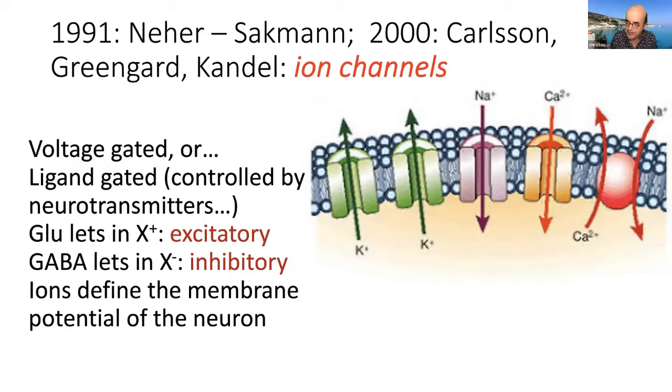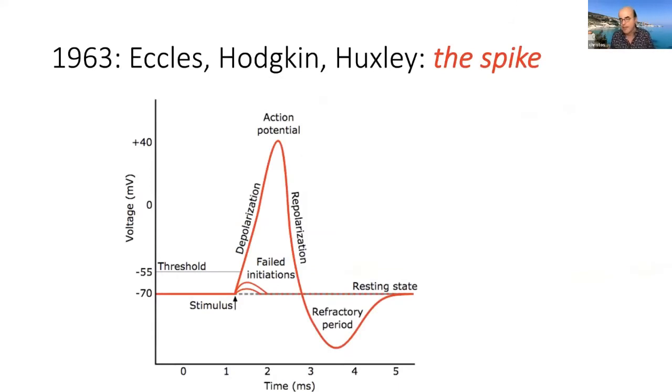Some of these neurotransmitters, their main effect is that they go and affect the ion channels of the target neuron. This is how you have excitatory and inhibitory effects. Ion gates are important because it is the ions that define the membrane potential of the neuron. It's the sum of all positive ions that have come in, minus the steady state, and this creates the important moment in the life of a neuron, which comes sometimes 100 times every second, and that's called a spike.